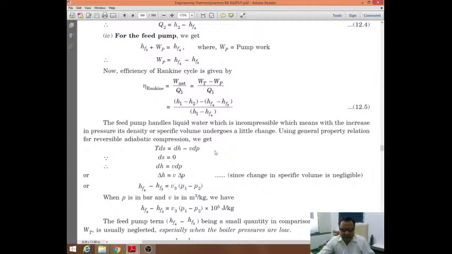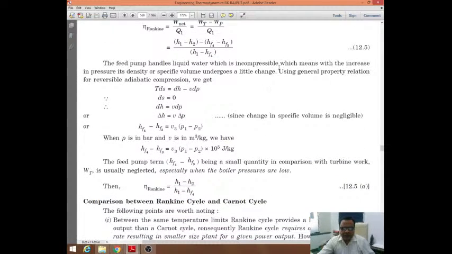This method is obtained from using the general property relation for that adiabatic process. So this is the general relation. You might be recalling this TdS relation: TdS is equal to dH minus VdP. This is one of the TdS relationships. Here for this process the change in entropy is 0. So this equation will become dH is equal to VdP. That is, in terms of absolute values, delta H is equal to V into delta P.